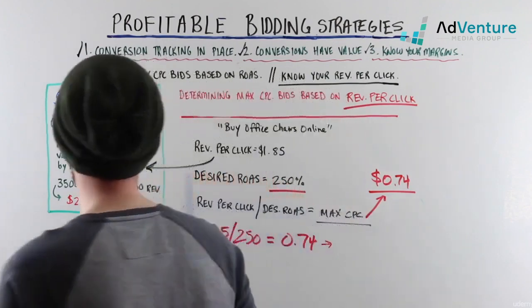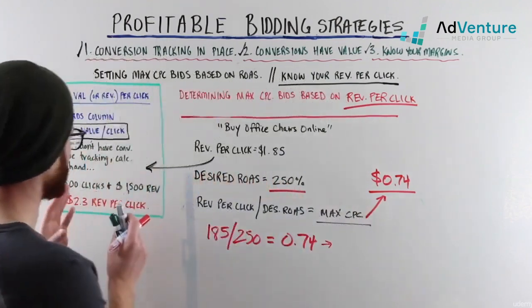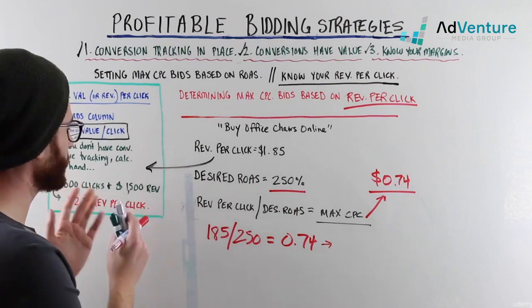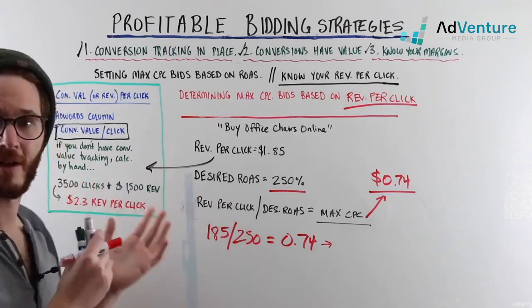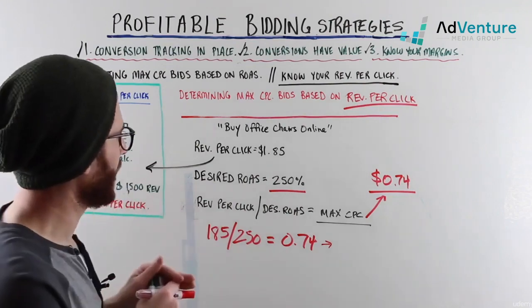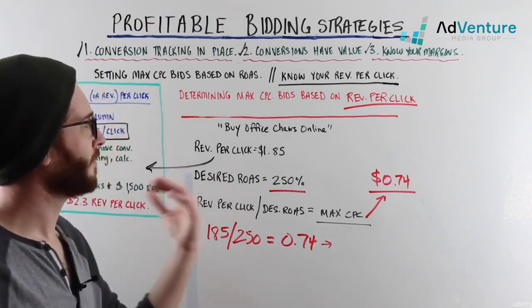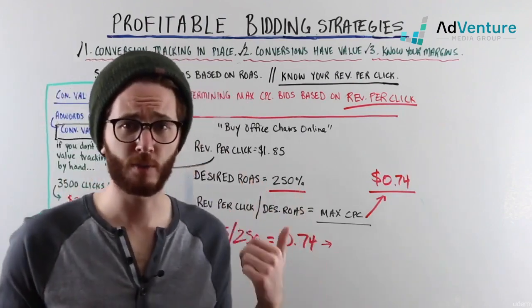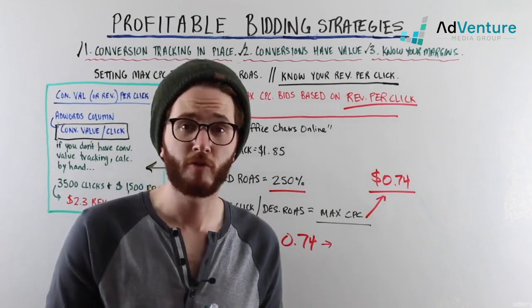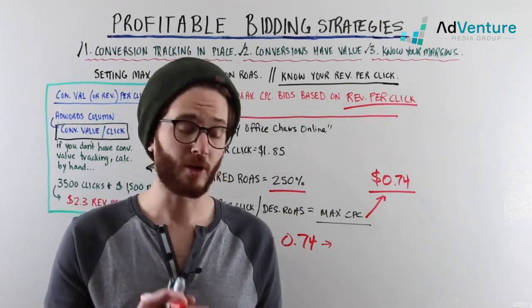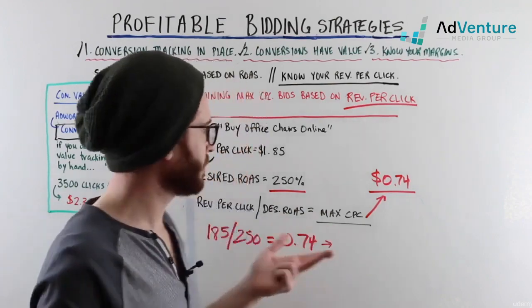Okay, so it's very important to make sure that you are tracking conversion values, so you don't have to guess about what your revenue was per click. So it's very good to have that being tracked. Once again, you don't have to use revenue per click. Like we just saw in the previous example, you could use your conversion rate, your desired ROAS, and your average conversion value to determine your max CPC bid.